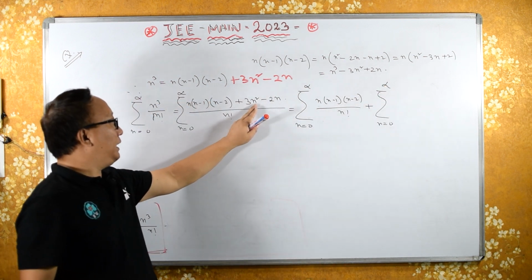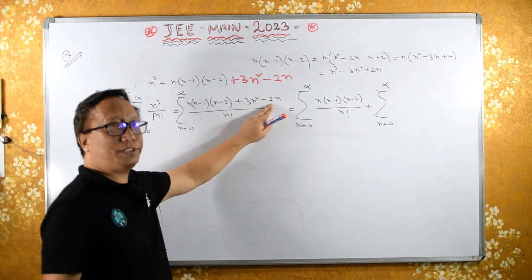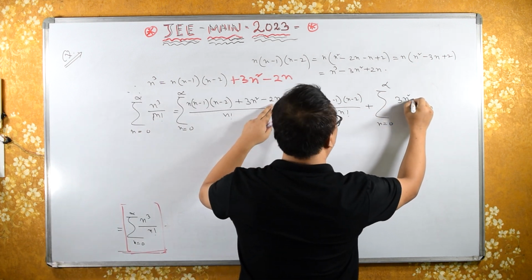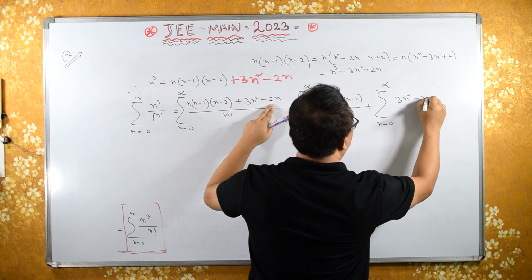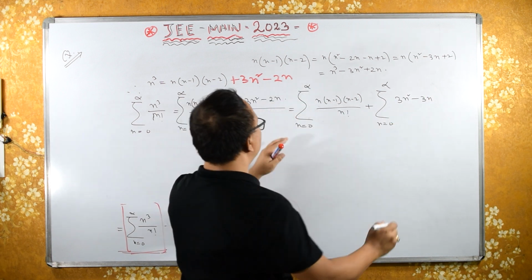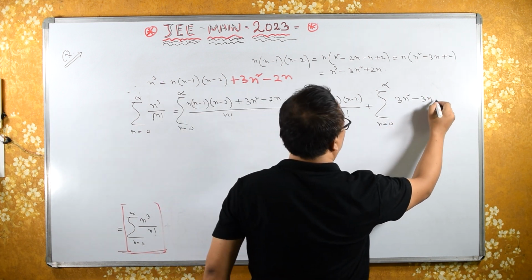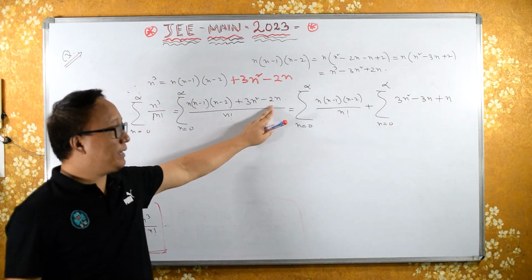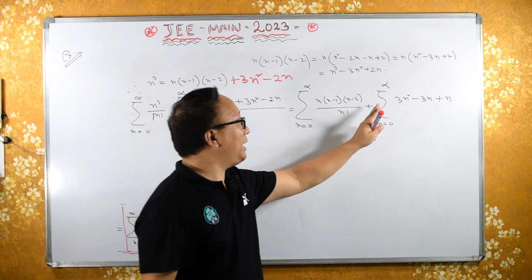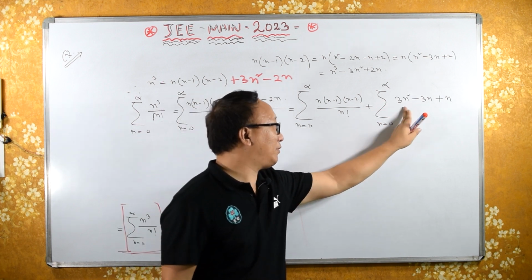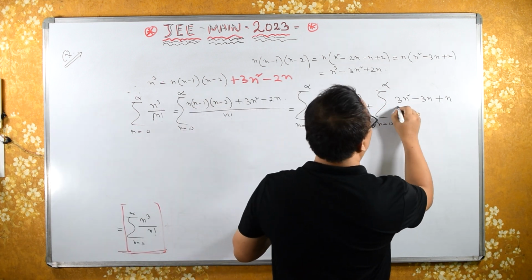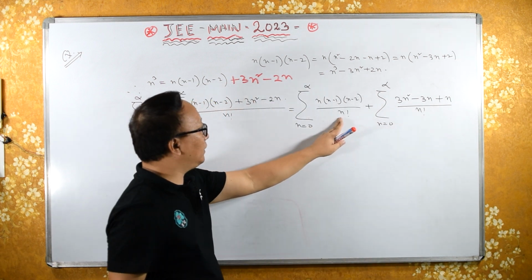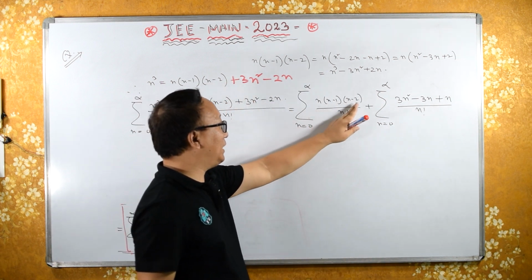Now if I can take 3 common, can I make 3 over here? This is the same as what? 3n square. If I want to make minus 3n, so that I can take 3 common, this is extra. So plus n. Minus 2n is the same as minus 3n plus n. Why am I adjusting? Because I can take 3 common from here, upon n factorial. Now here this n factorial is the same as n into n minus 1 into n minus 2.